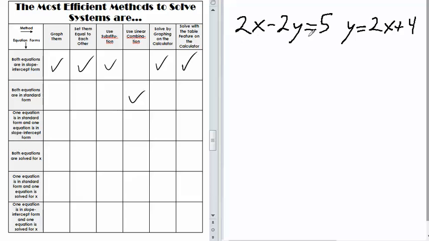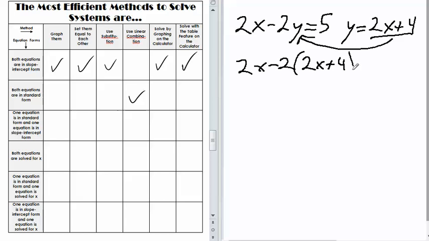We can't set them equal to each other because they're not solved for the same thing. But we can use substitution because we know that y is equal to this. So we can take that and put it into there. So 2x minus 2 times whatever y is equals 5. And we can just plug that right into the calculator to find out what x is equal to, or we could solve it all out by hand. But we would use substitution, not linear combination, and not solving by graphing on the calculator or solving with the table on the calculator.